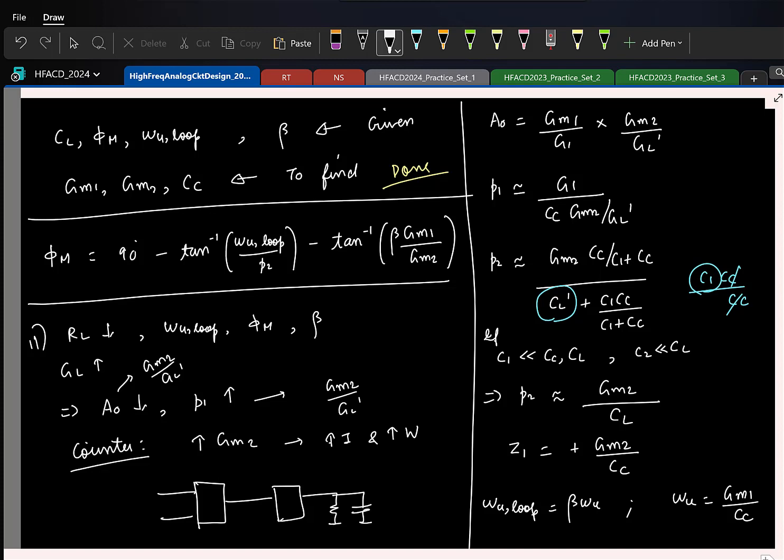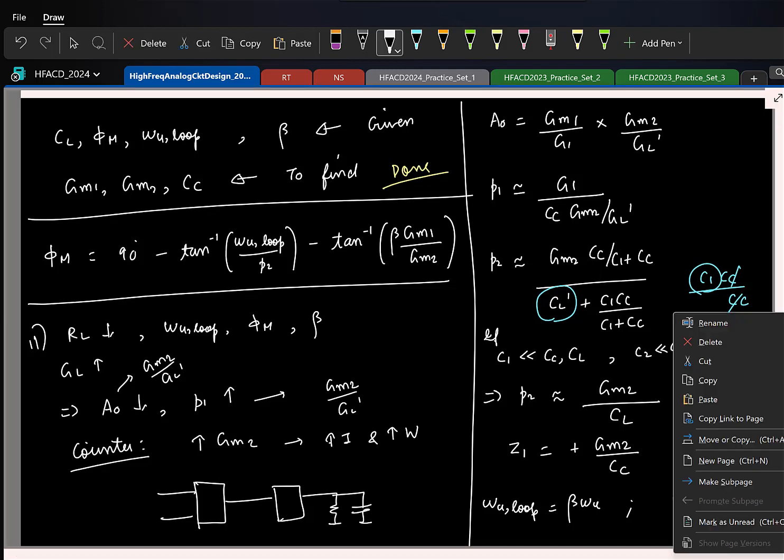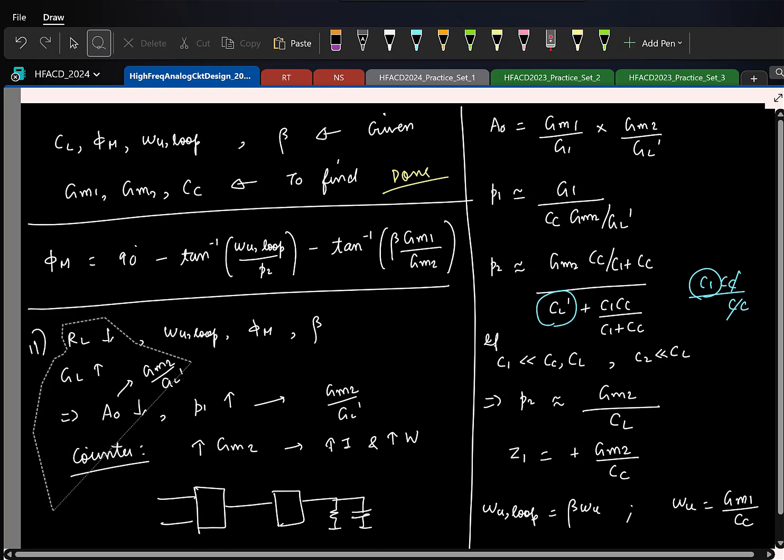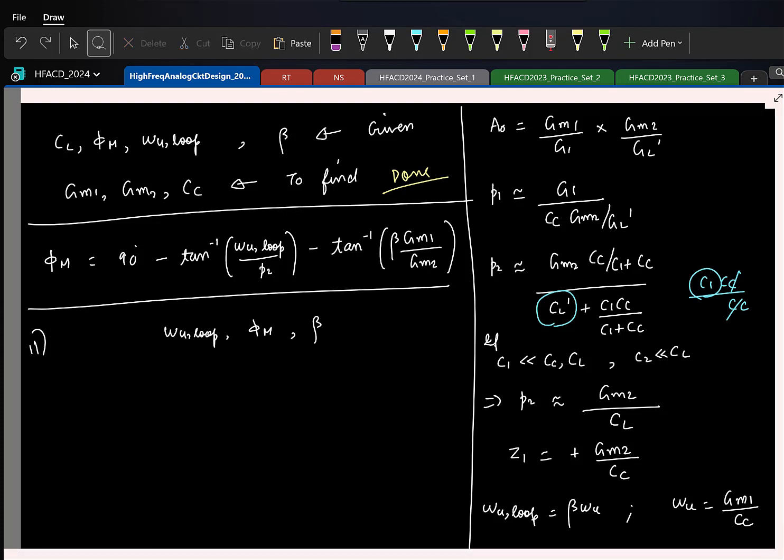So maybe I'll just do one last thing and we'll end. Let us say I find that now I want to increase omega U loop, keeping these guys the same. What all can you do? What does unity loop gain frequency depend on? I can either increase GM1 or decrease CC. If I increase GM1, what all will get affected first? DC gain increases or decreases? That is good or bad?